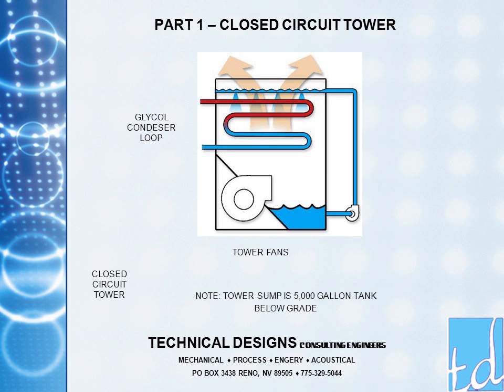The system rejects its heat at the cooling tower. This school uses a closed circuit tower. This just means that the unit is like a large air handler with a finned coil. The condenser water is inside the tubes of the coil and the water is evaporated on the fins of the coil. This provides maximum cooling while isolating the condenser water loop that's propylene glycol.